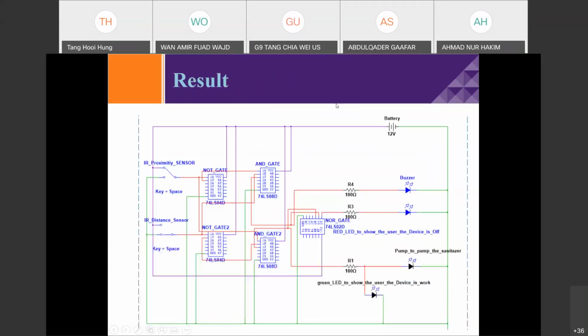Okay, now the next slide will be presented by Ahmad Nur Hakim. Okay, from our simulation prototype, here is the Multisim representation of the circuit schematic. Basically, we have an IR proximity sensor and a distance sensor, and we have two outputs to represent the pump that pumps the sanitizer towards the nozzle.